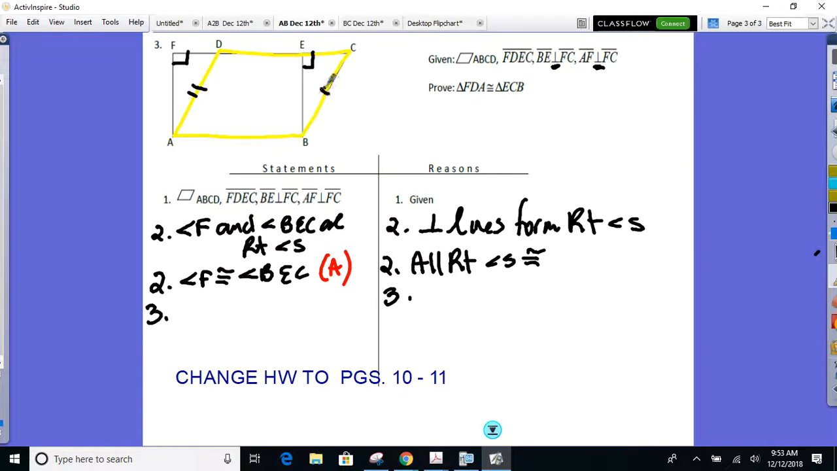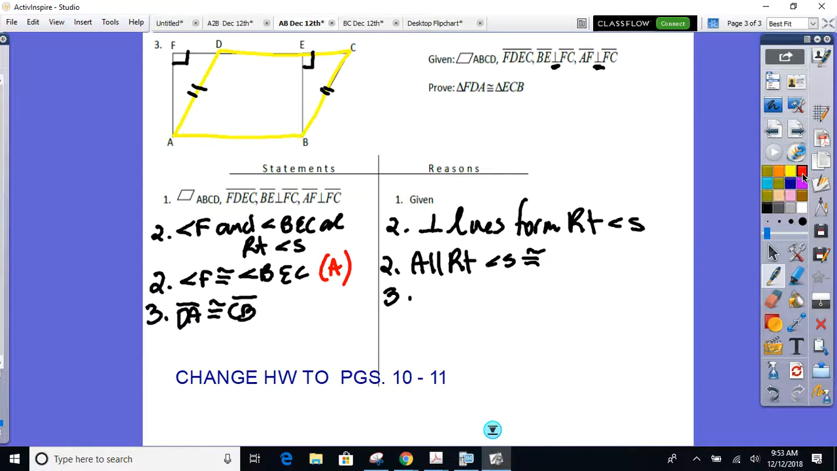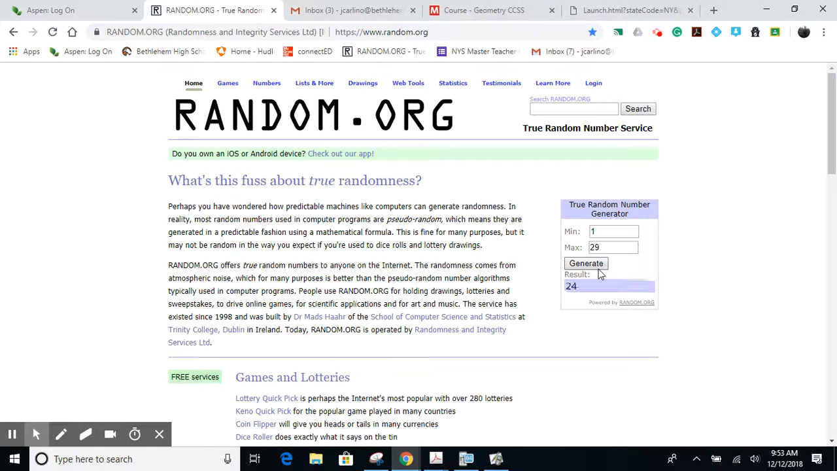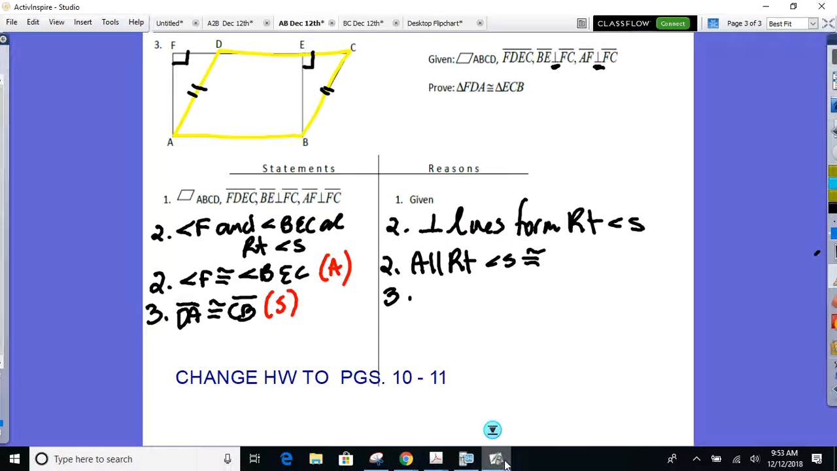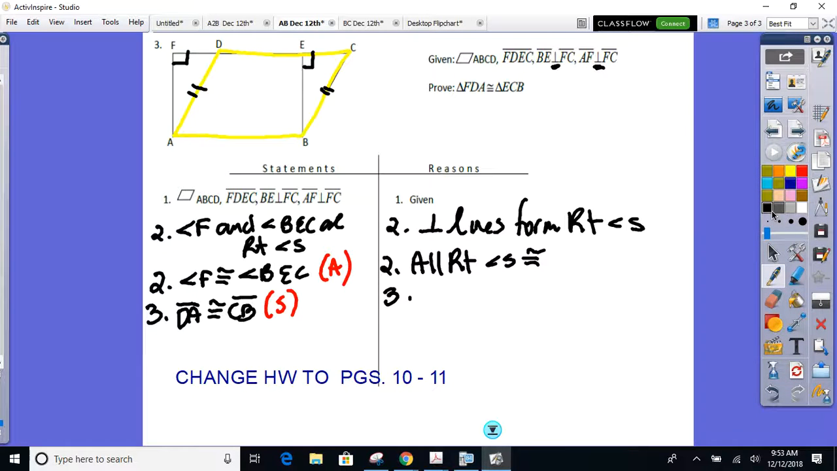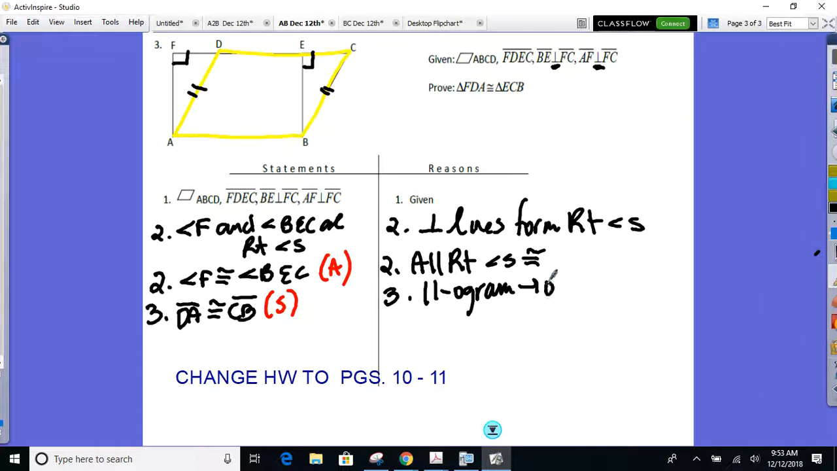She is correct. DA and CB are equal, everybody. DA congruent to CB. That's a pair of sides. Why is she correct, though? What's she applying? What's she using? Perfect. Parallelogram implies opposite sides congruent.